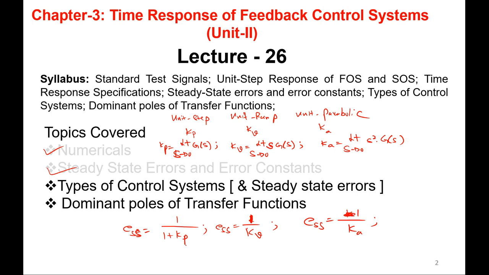What is Kp we got? Kp is K, the system gain. Kp equal to K. Here also Kv equal to K. They all depend on the system gain K, as we have found out.